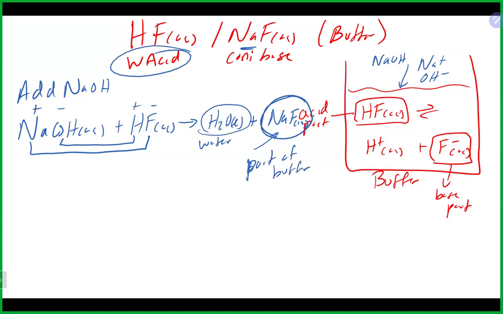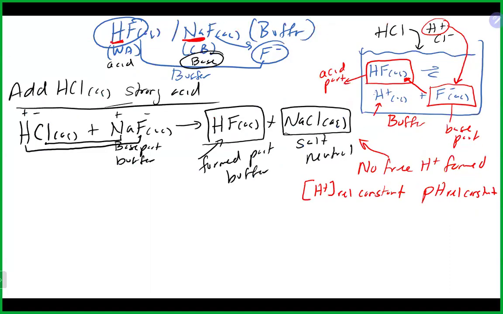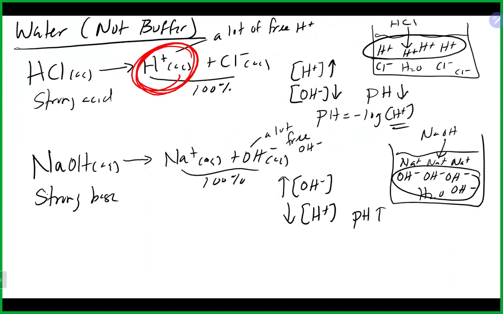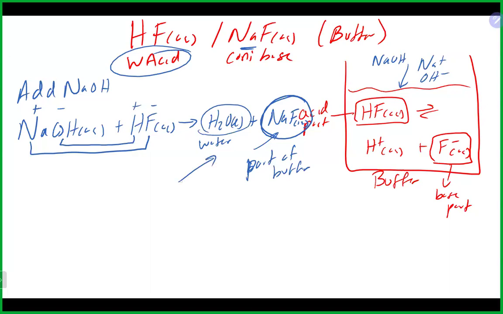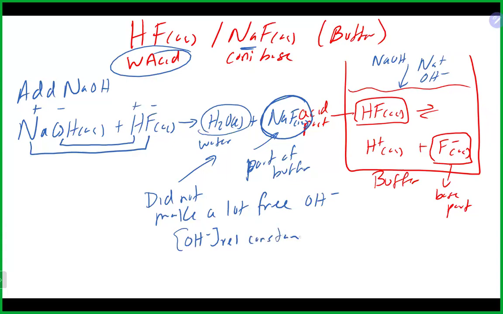And that also is not going to mess up the pH. Again, much like with the acid, what we don't see is what we saw when we added the strong base to the water. When we added a strong base to the water, we made a lot of free OH minus in that solution. Here, we did not make a lot of free OH minus. That means the OH minus concentration stays relatively constant. And because the H plus concentration is tied to that, it will also be relatively constant. That's going to keep our pH relatively constant too.